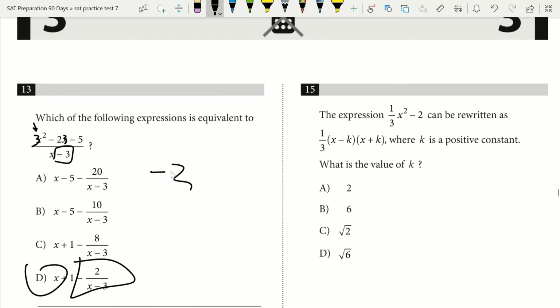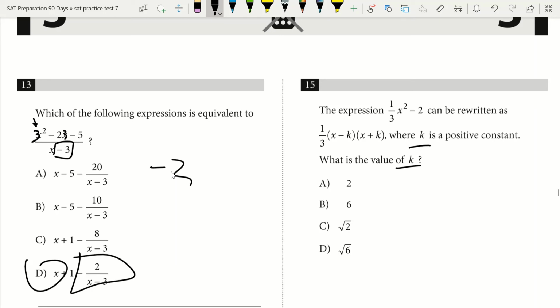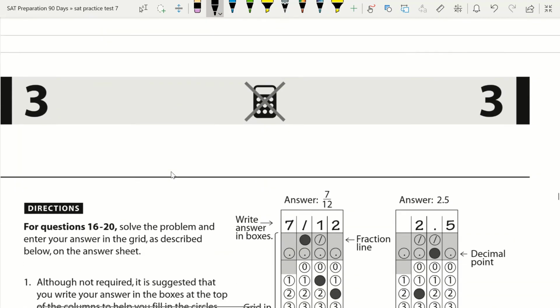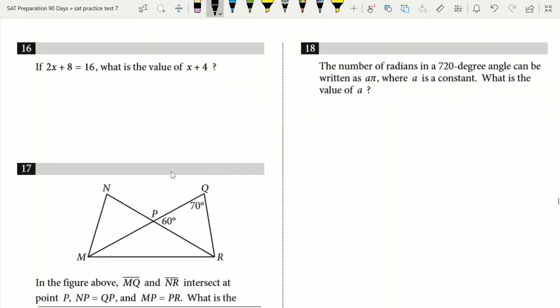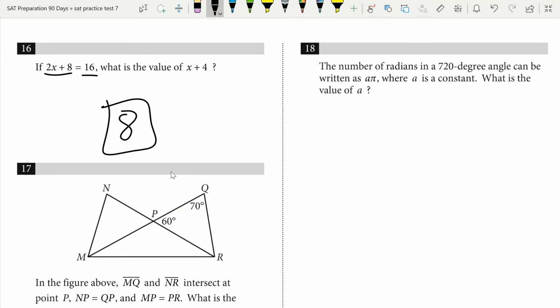Now I've got question 15. I've got an expression written up here. k is a positive constant. What's the value of k? Okay, well, I've got to multiply by 3 to get rid of that. Multiply negative 2 by 3. Negative 2 by 3 is going to give me negative 6. I've already got a negative here, so I'm going to have the square root of 6 since it's k times k. Next up down here, I've got questions 16 through 20. I've got 2x plus 8 equals 16. What's the value of x plus 4? This is half of that. That's going to be half of that. That's going to be answer choice 8.